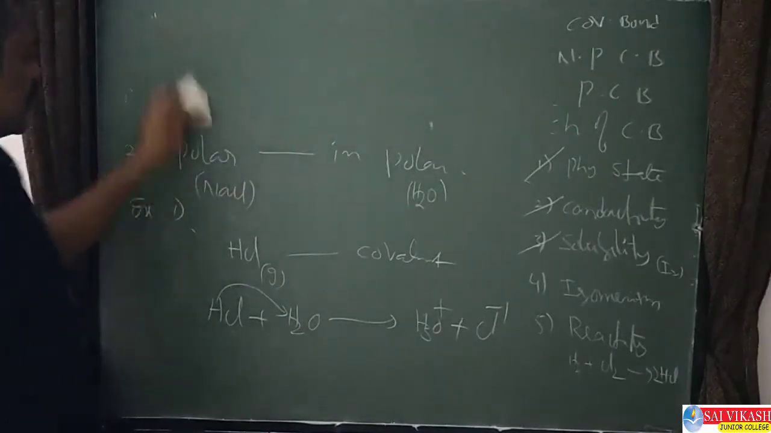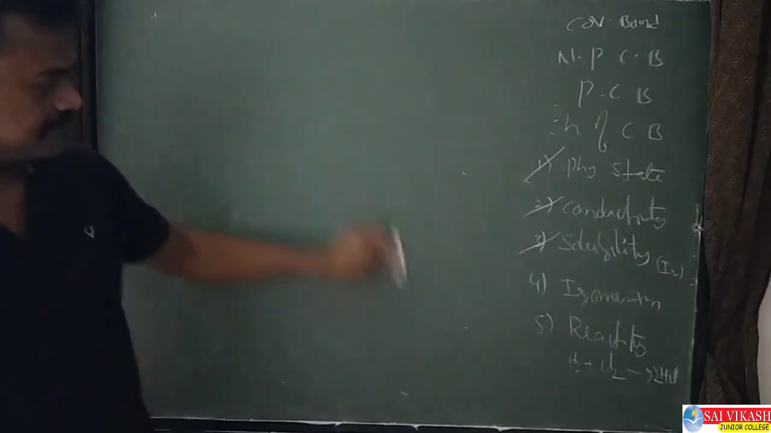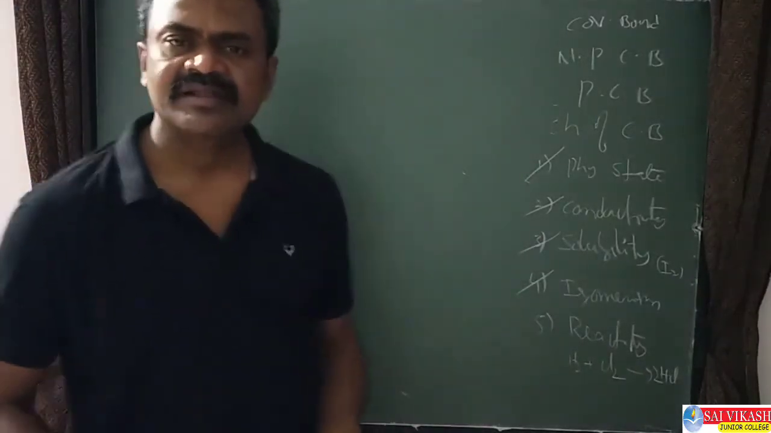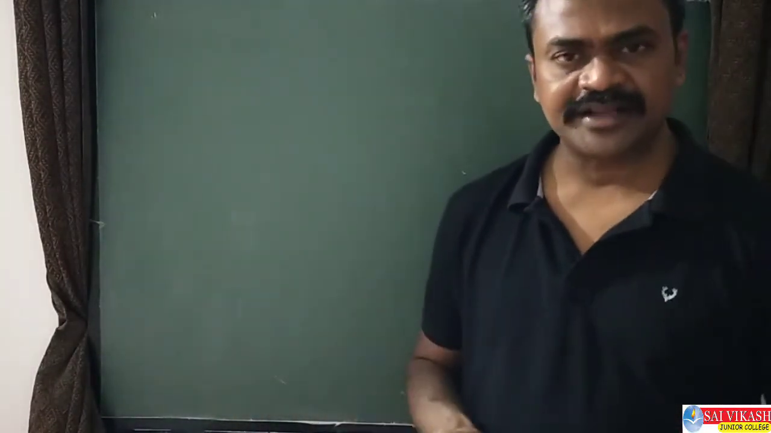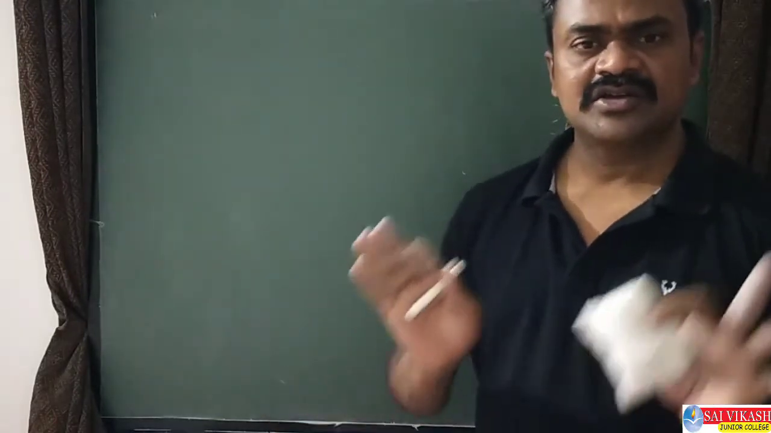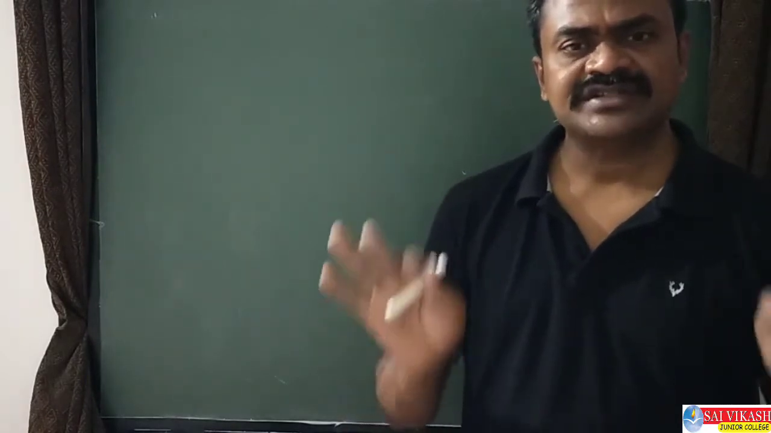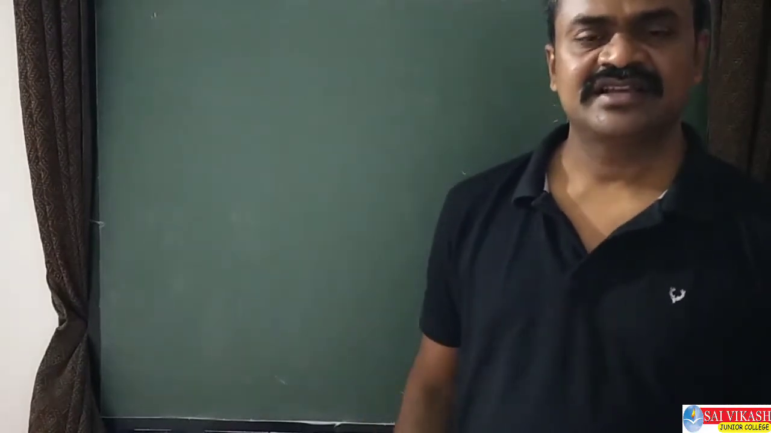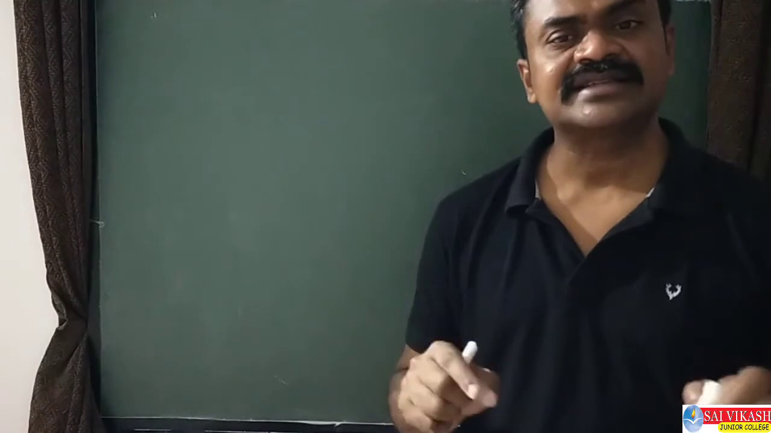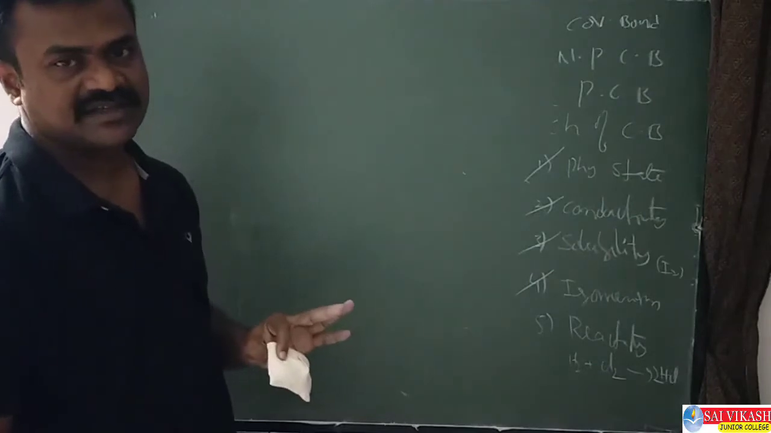Now coming to isomerism. The next characteristic property is isomerism, number 4. What is meant by isomerism? Isomerism comes mainly in organic chemistry, so here I'll just give a statement. Isomerism means the compounds have the same molecular formula but exist in different structures. They are called isomers. I'll give one example to show why they are isomers.